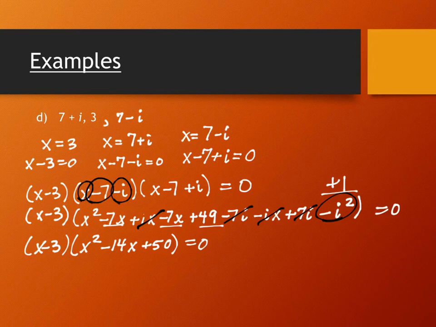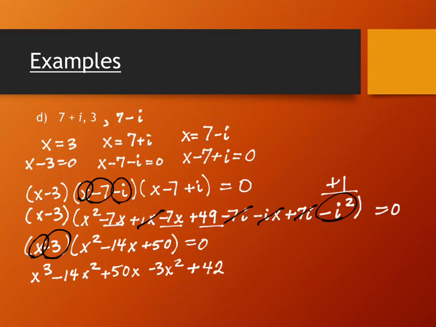And now I have to distribute through 3 terms again, right? I don't have 2 terms times 2 terms one more time. So this x goes through. X times x squared is x cubed. X times negative 14x is negative 14x squared. X times 50 would be 50x. And then we'll go through with our negative 3. Negative 3 times x squared is negative 3x squared. Negative 3 times negative 14 is positive 42x. And then negative 3 times 50 is negative 150.